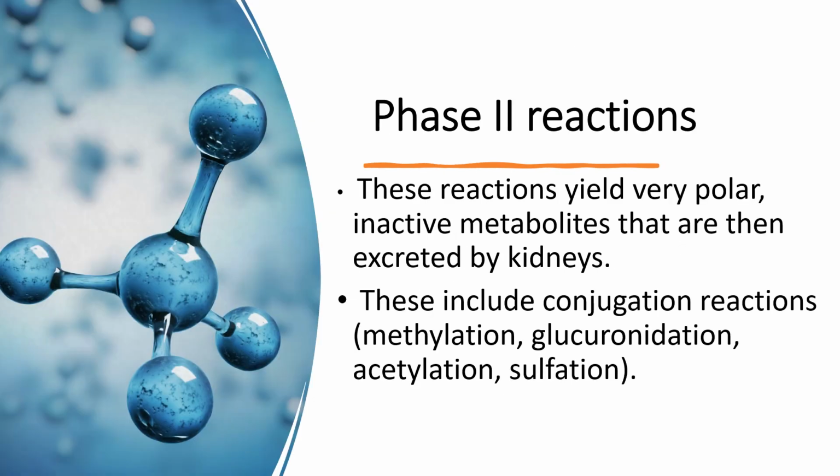Phase 2 reactions yield very polar or inactive metabolites of the drug that are then excreted by the kidneys. These reactions include conjugation reactions, for example, methylation, glucuronidation, acetylation, and sulfation.